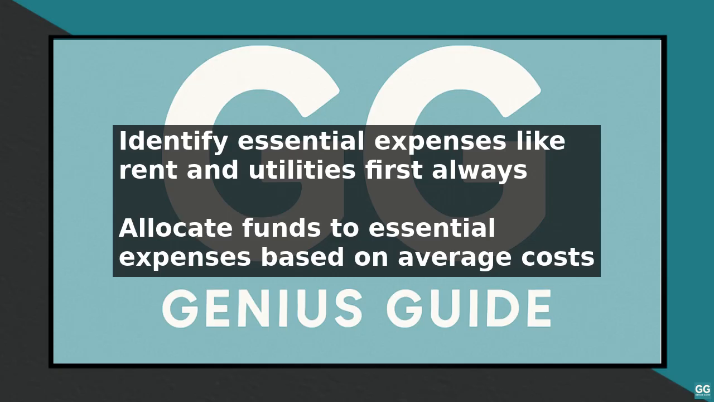Now, consider discretionary spending, such as entertainment, hobbies, and travel. While these are not essential, they are important for maintaining a healthy work-life balance. Allocate a reasonable amount to these categories based on your personal preferences and financial priorities.